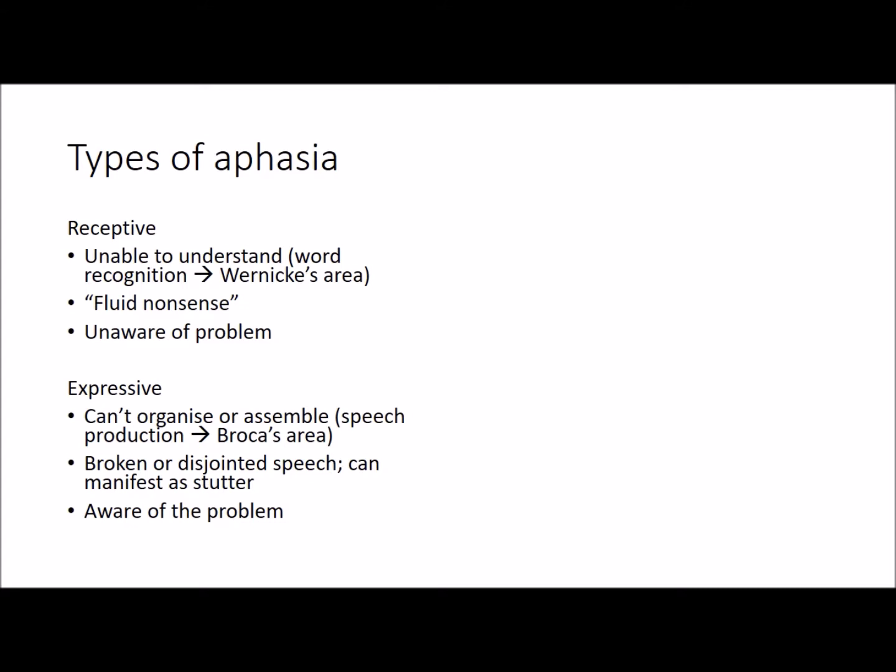Whereas in expressive aphasia, the patient can't organize or assemble their speech, so that's usually a problem with Broca's area. They have broken or disjointed speech, and that can manifest as a stutter. This is really quite challenging for these patients because they're aware of the problem, so they can easily get frustrated or upset because they're unable to express themselves.